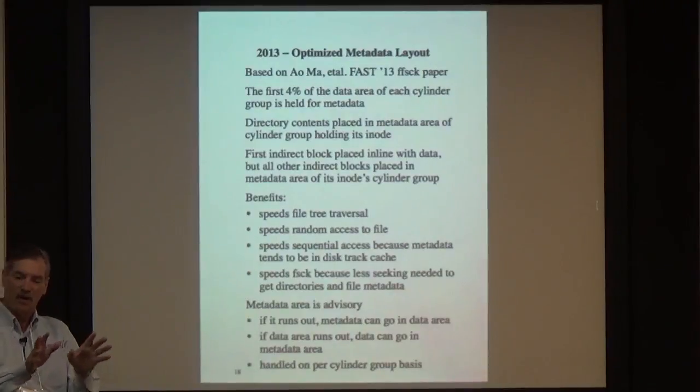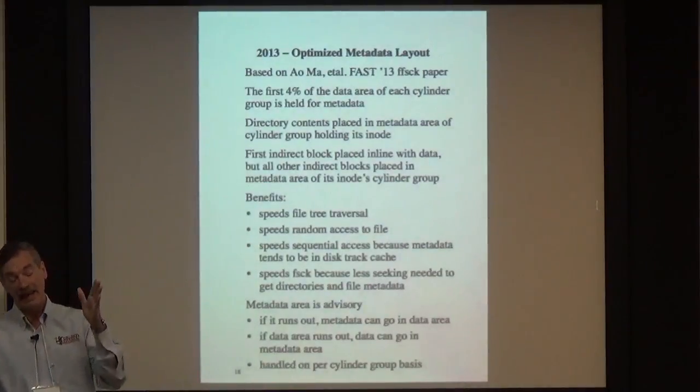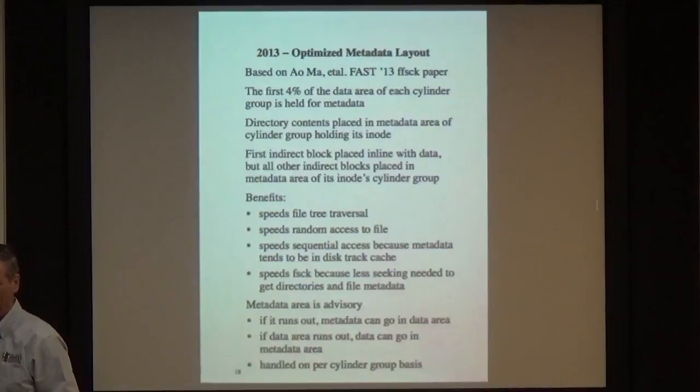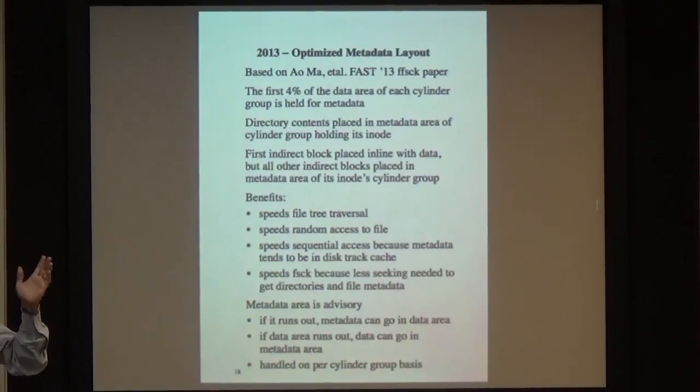The thing that got them off on the wrong foot is because they required all the metadata to be in that area. And so if they ran out, they had all this other stuff they had to worry about. Whereas I just don't care. If you run out, big deal, just let it spill over into the other area. So since it's handled on a per cylinder group basis, a few cylinder groups will spill, but most of them won't. And so I put this in, and it really does make a dramatic difference, especially with a lot of small stuff or tree walks or other things of that sort. And FSCK runs faster, not that anybody cares anymore.